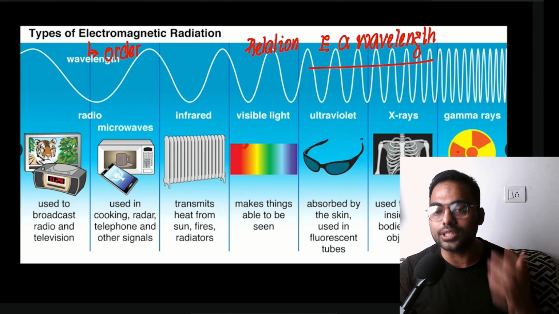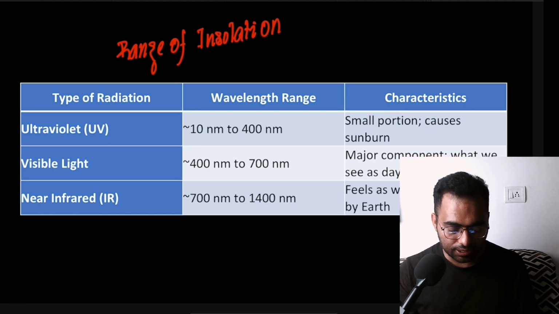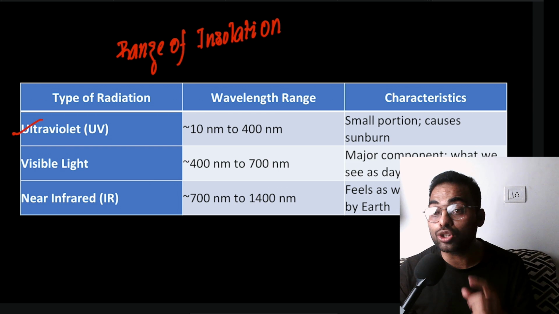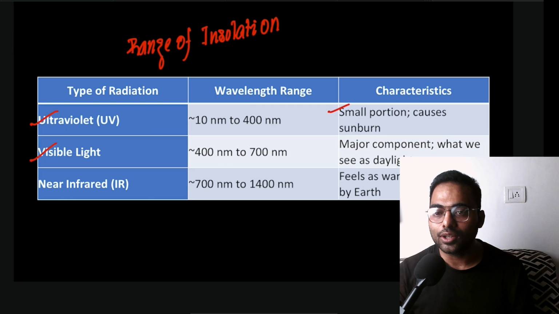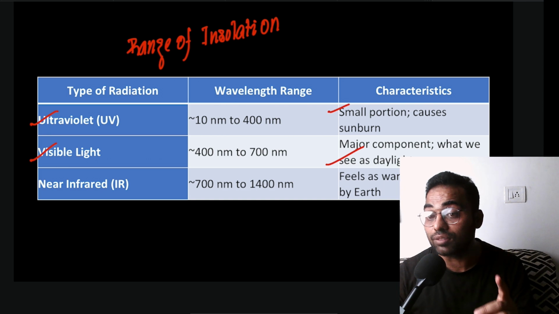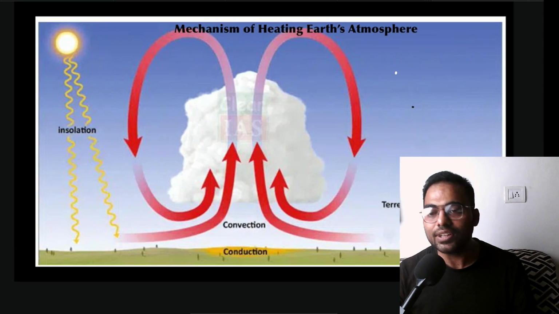Because the insolation which the Earth receives ranges between ultraviolet to near visible. Let's understand this better. Ultraviolet constitutes a very small portion, and it is the ultraviolet, the exposure to which causes sunburn. Okay? Now we have visible light. Visible light is the major component. And it is visible light that we see as the daylight. All right. So visible light is a major component. And then we have near infrared. And mind you, it is not infrared. It is this which is felt as the warmth. All right.